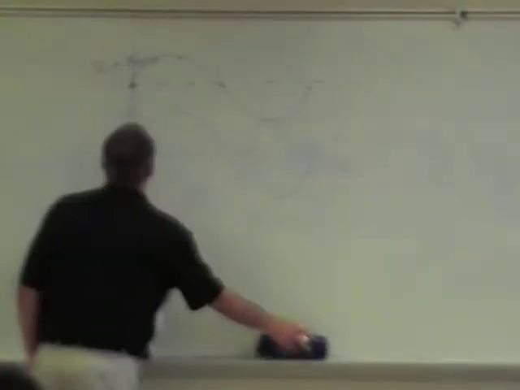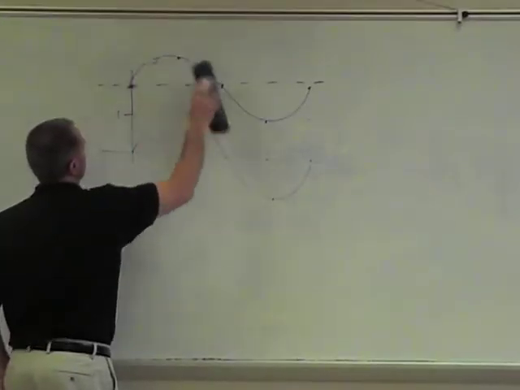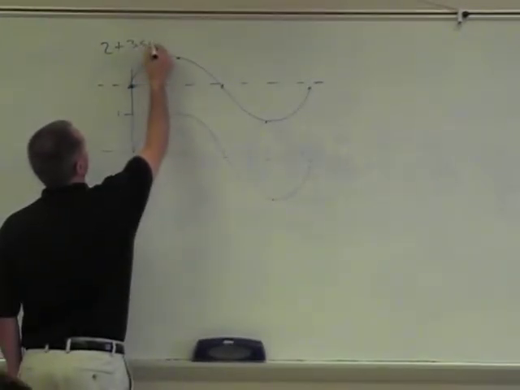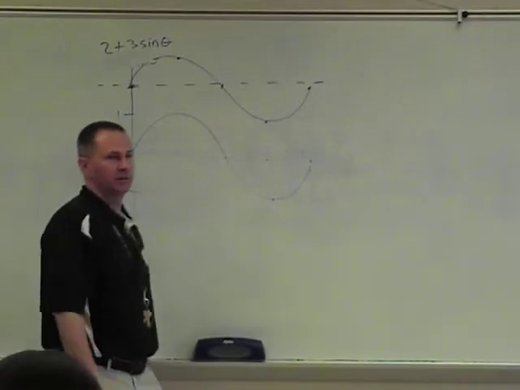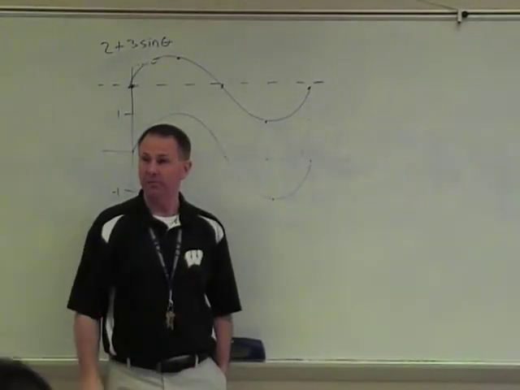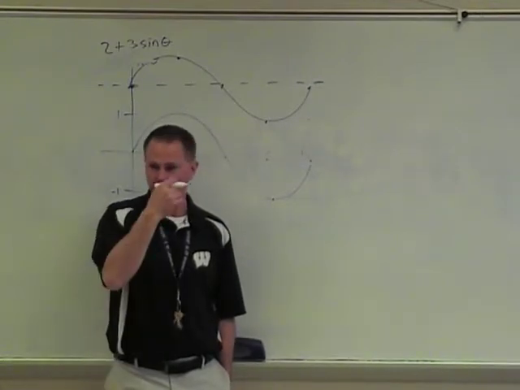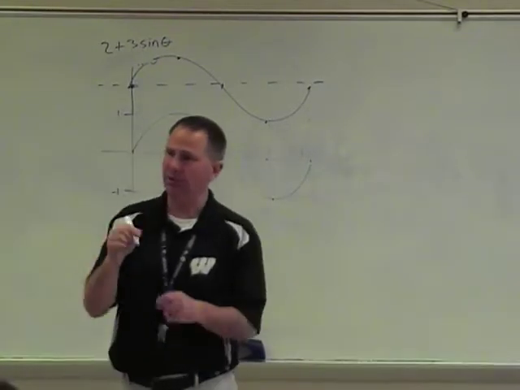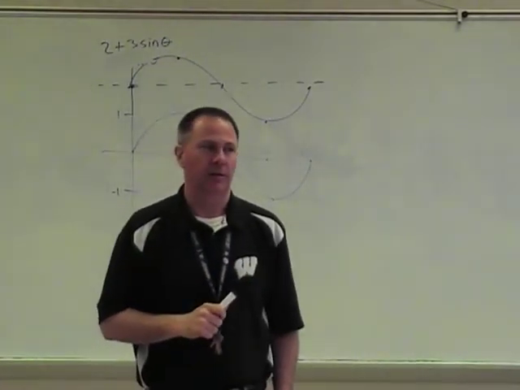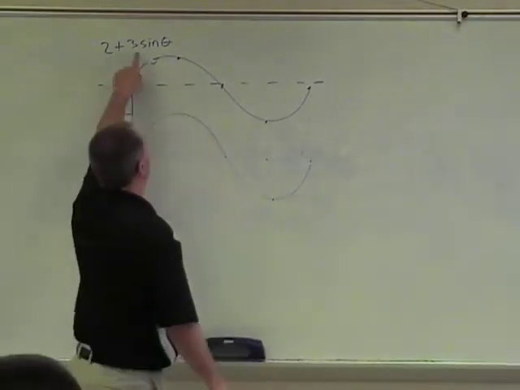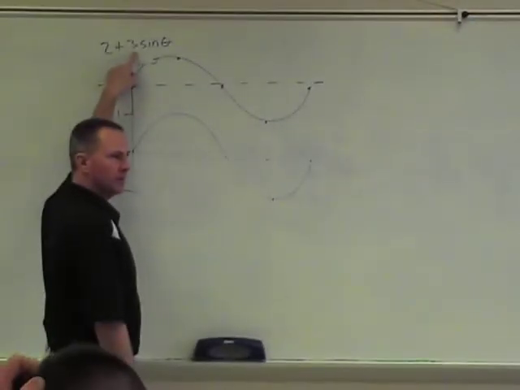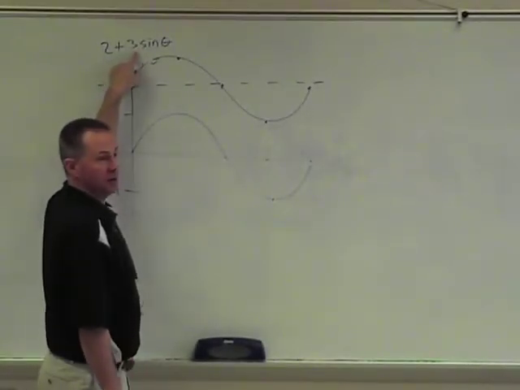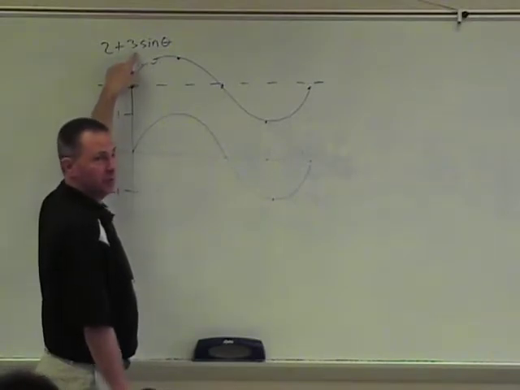What if I said 2 plus 3 sine theta? You can make another graph if you want. Okay? 3 plus 3 sine theta. Well, you know what the sine curve looks like. We just got done graphing. So now we have this number out in front of the function. And this is our amplitude. I'm sorry, this is our amplitude. We're not shrinking it yet. We'll shrink it in the next one.